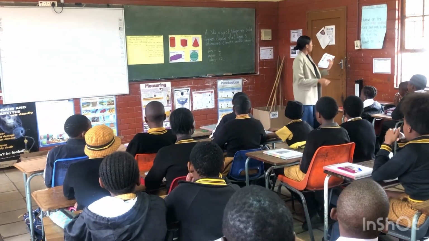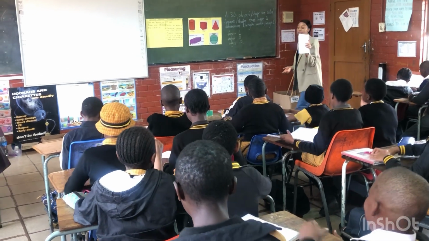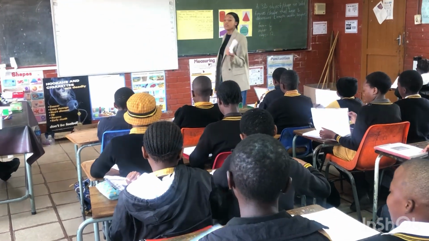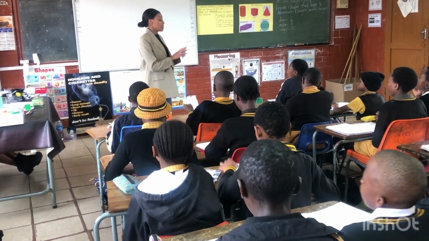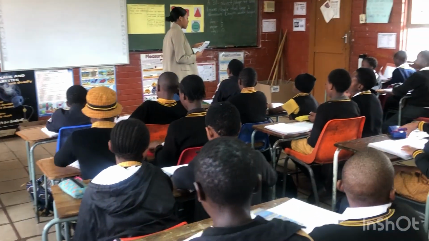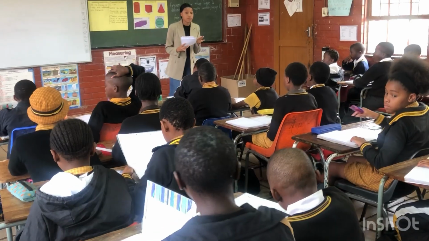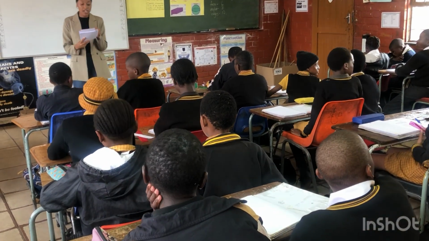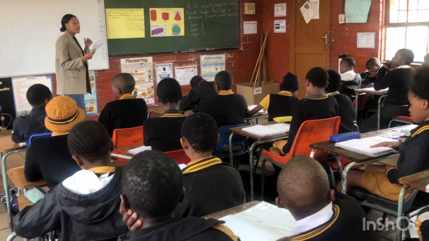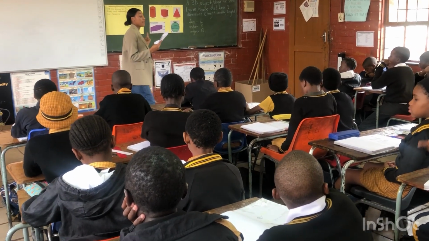You can open your book. So it's a pair activity, right? Yes, you do it with your partner. You don't do it alone. So here, they gave you shapes, and they say name the shape, vertices, edges, and faces of a shape.